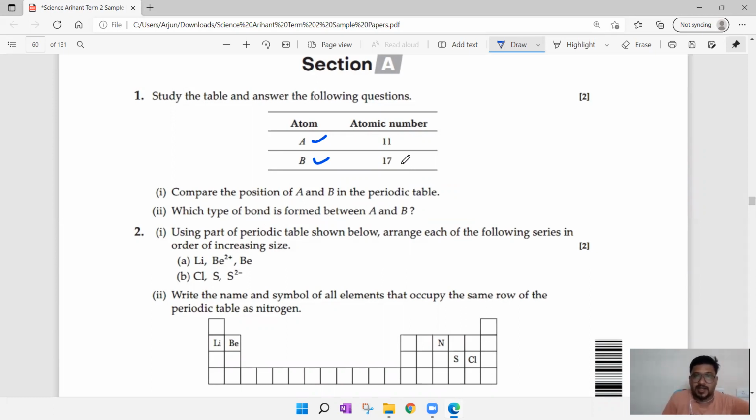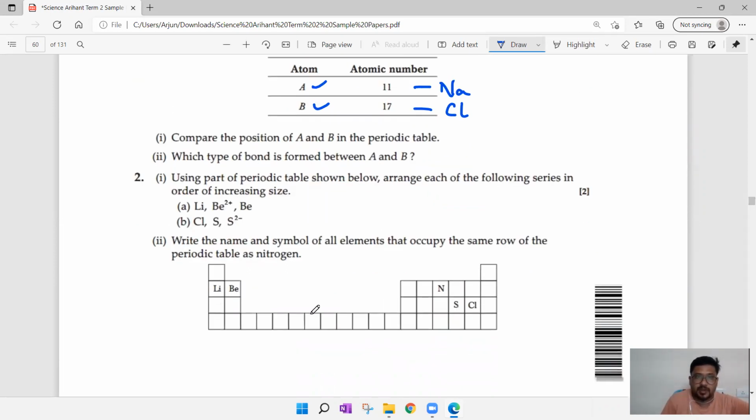Okay, first let us try to analyze. Atomic number 11 in the sense that is sodium. Atomic number 17 means that is chlorine. Now we are coming to periodic table. If you observe, this is the outline of periodic table. Here we have hydrogen, then helium, lithium, beryllium, boron, carbon, nitrogen, oxygen, fluorine, neon, sodium, magnesium, aluminium, silicon, phosphorus, sulfur, chlorine, argon.